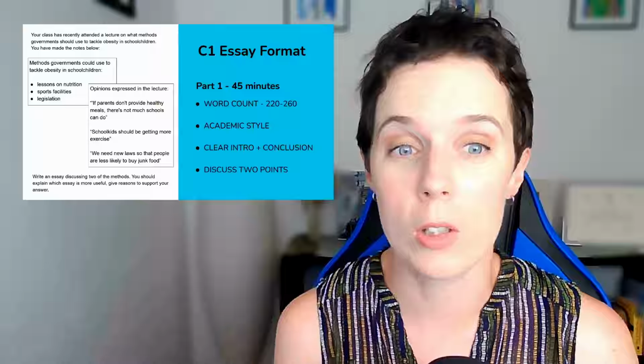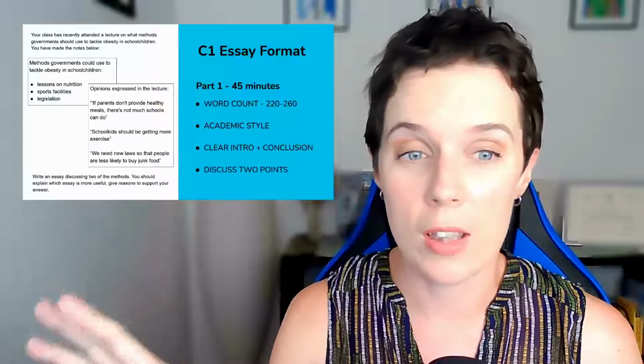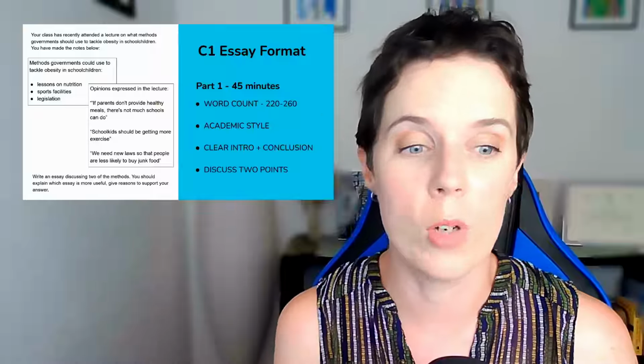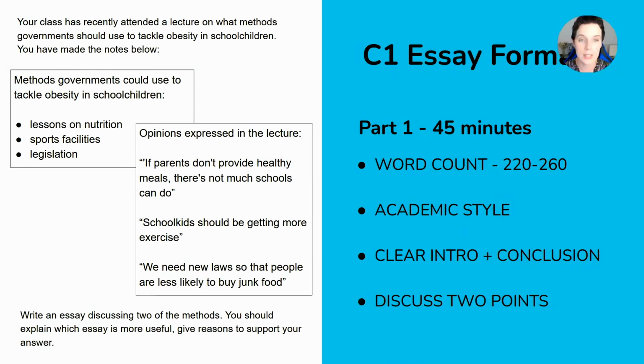Okay, so let's take a look at our Cambridge C1 essay then. If you're not sure what it looks like, it's going to look like this on the left here. This is what your essay question will look like in the exam. So you're going to have instructions at the top, and then a few points for you to cover and some opinions from whatever lecture you've been in or wherever this essay has come from. And then you're going to have a few more instructions at the end.